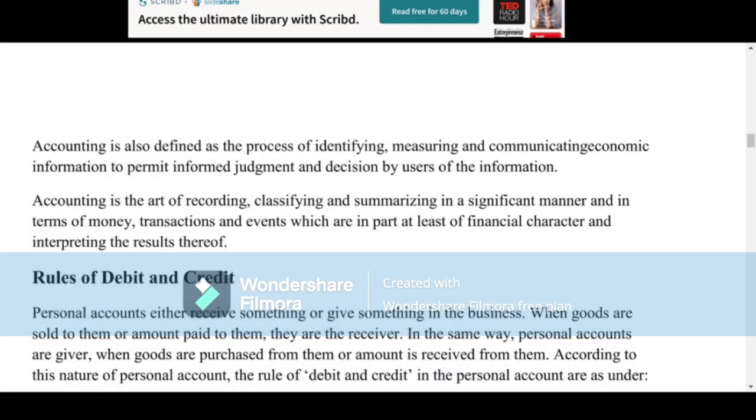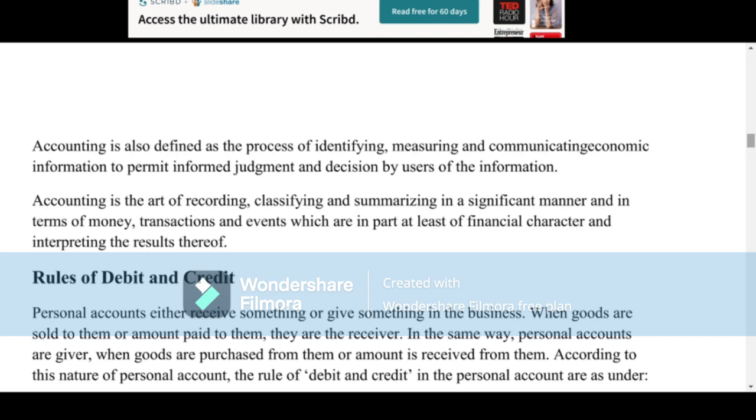Discuss the rules of debit and credits. Basically, debit and credits are the backbone of accounting. Let's find out. Let's first redefine what is accounting. Accounting is also defined as the process of identifying, measuring, and communicating economic information to permit informed judgment and decision by users of the information. This is the basic accounting definition.